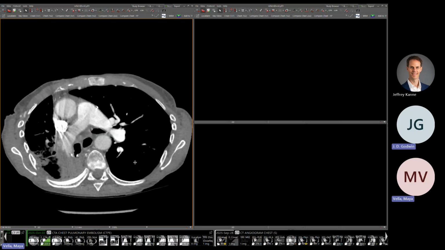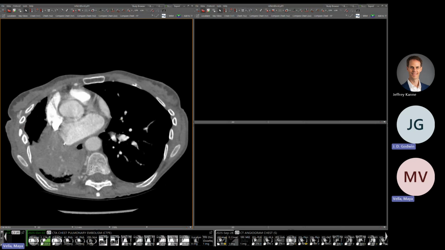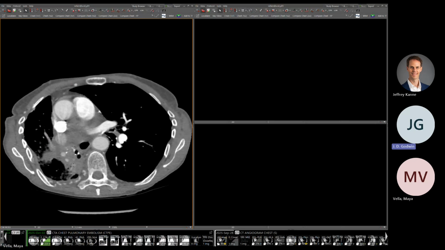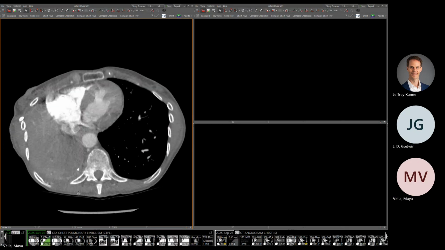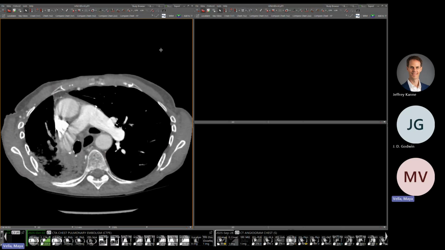And it's interesting, there's also an inflow artifact in the pulmonary vein on that side too. Yes, because unopacified blood is just still lingering on that side. So anyways, cool. Just a nice example of not a PE.